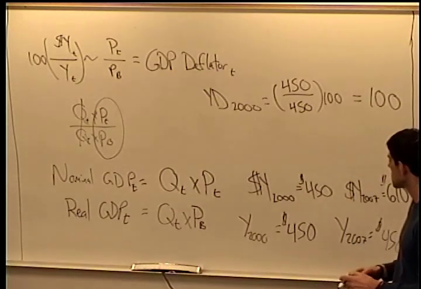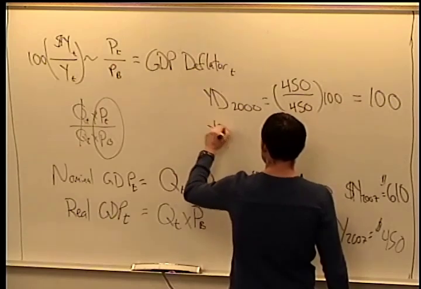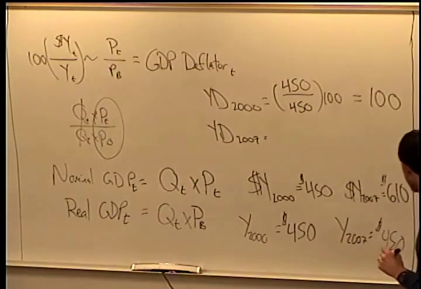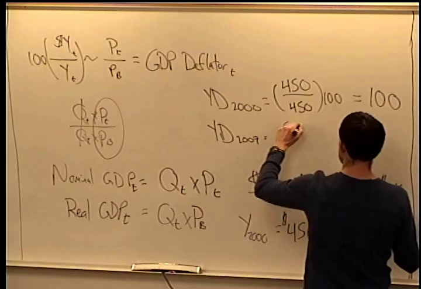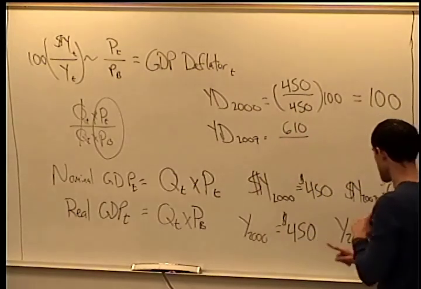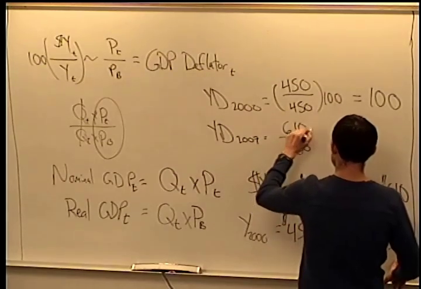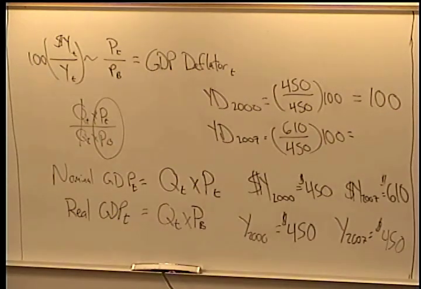So let's find our GDP deflator for 2007. So YD for 2007 equals nominal GDP in 2007, which is 610, divided by real GDP in 2007, which is 450, and we multiply that by 100. And that comes out to be 133.